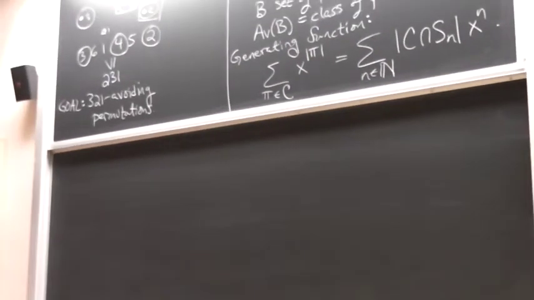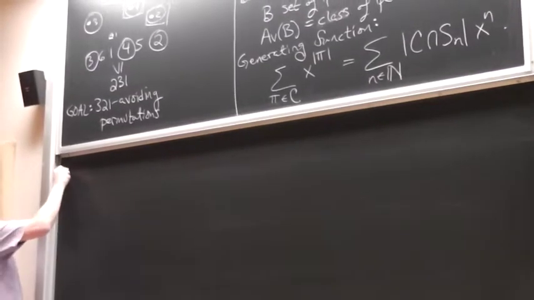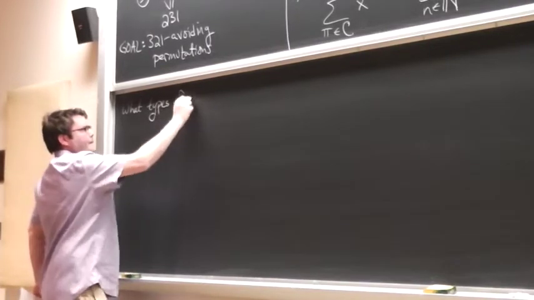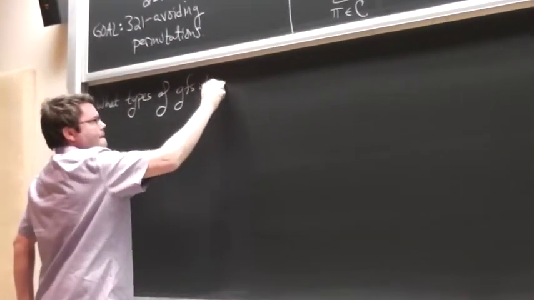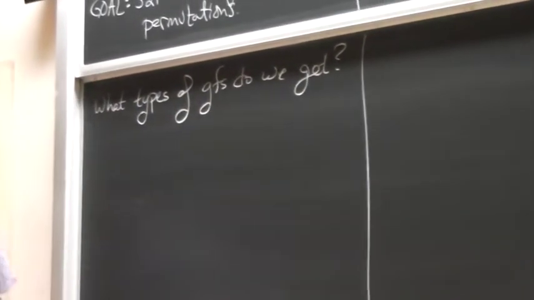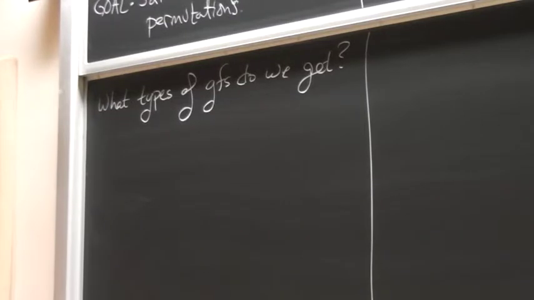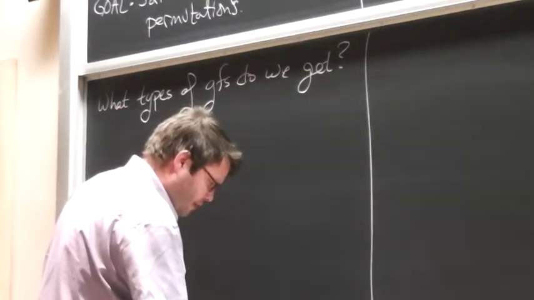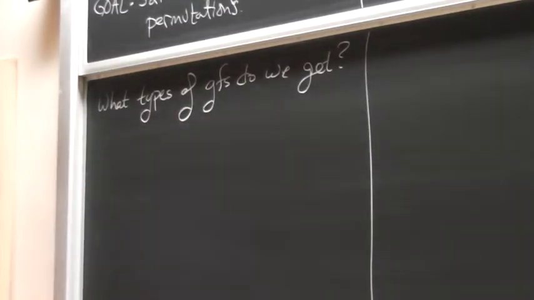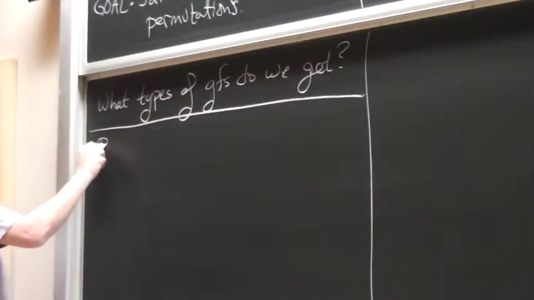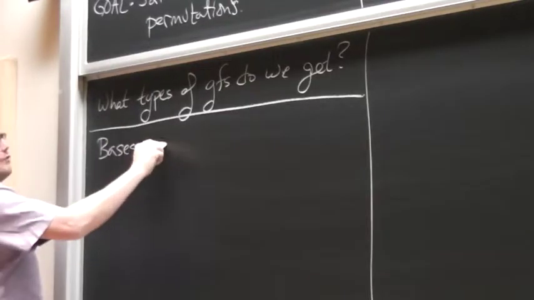So for a long time I've been interested in what types of generating functions we can get. And more than that, in sufficient and necessary conditions to guarantee certain types of generating functions. First, I want to start with a couple of negative results. The first observation I want to make is that bases can be infinite.